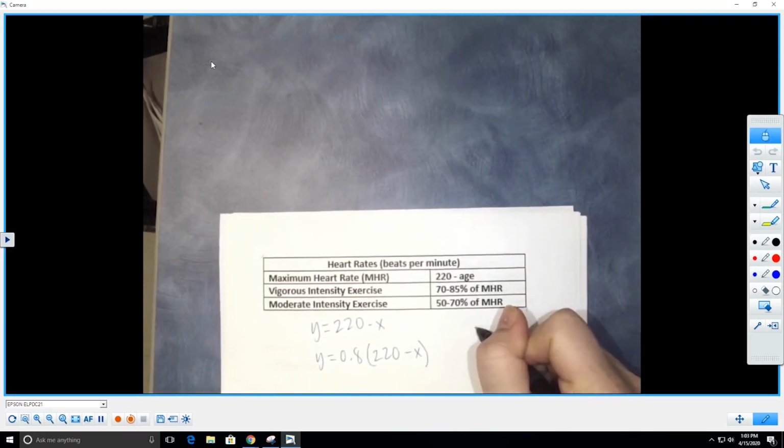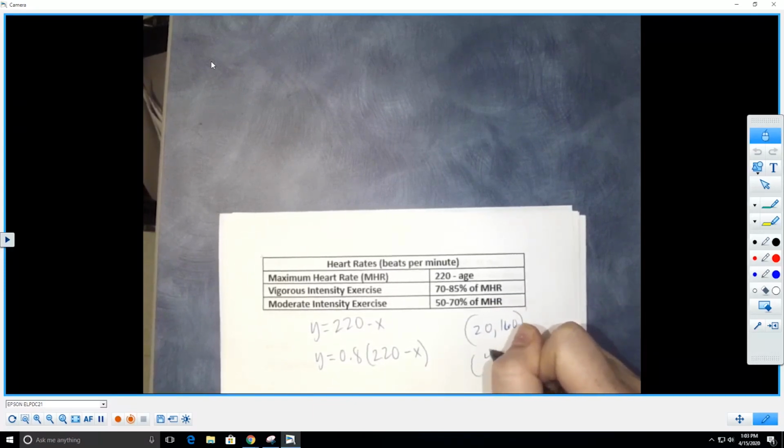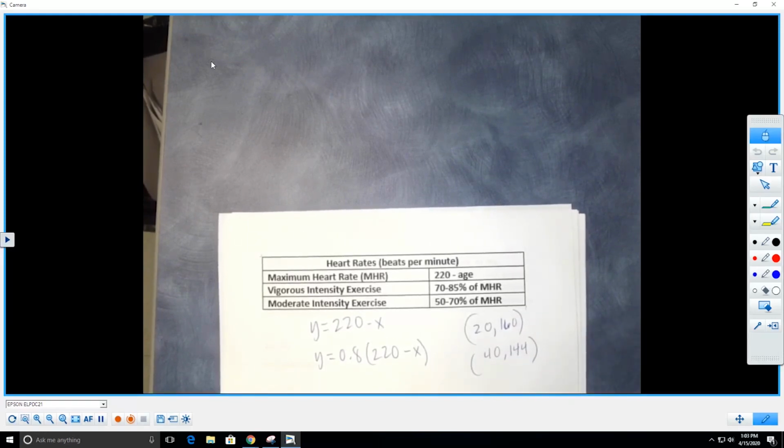Therefore, the ordered pairs are (20, 160) and (40, 144). How does this information in the table help us to interpret the meaning of the equation and the ordered pairs? The table shows 80% of the maximum heart rate, which is 220 minus the person's age. So the ordered pairs give 80% of the maximum heart rate, or a vigorous exercise maximum heart rate, for two specific ages.